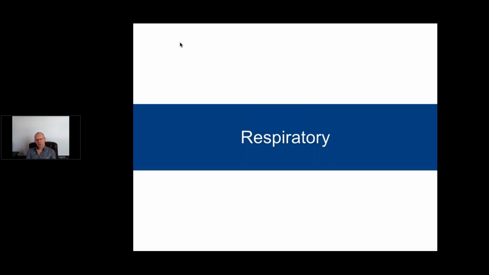Now, moving on to the next system, the respiratory tract. A lot of the herbs that we've mentioned already will be used for respiratory tract infection, but in addition, there are certain actions associated with the respiratory tract that can be used for numerous conditions and not just infections.